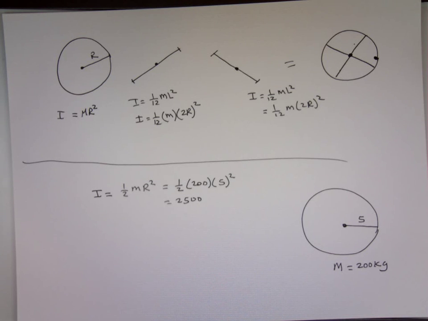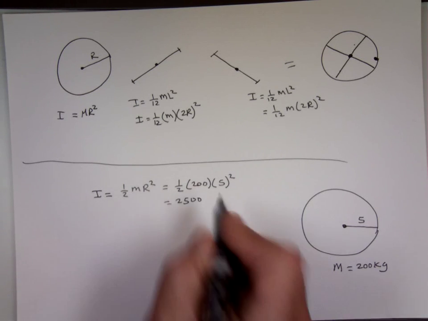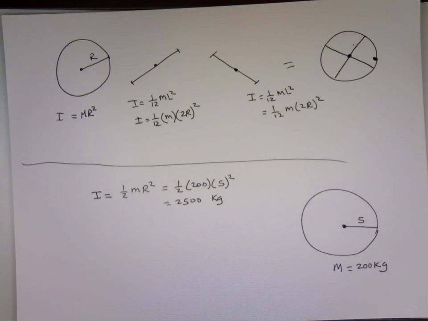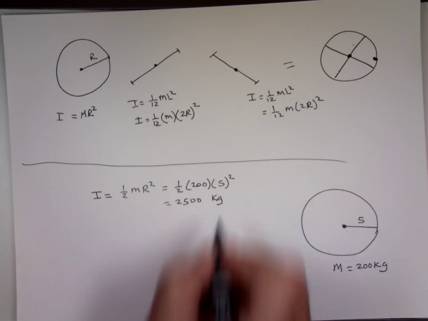By the way, if you're curious about the units for inertia, the mass is what? Kilogram. And the radius is in what? What's the unit for distance, radius? Meter. Kilogram meter squared.